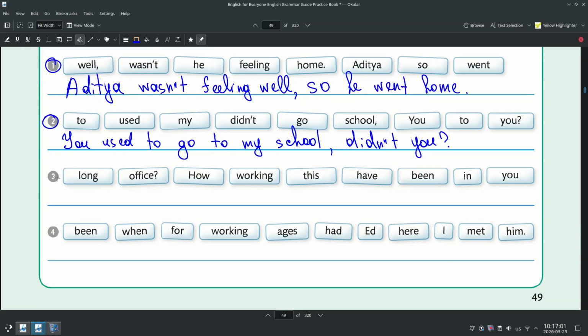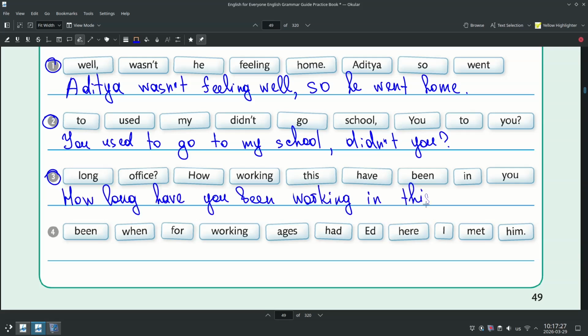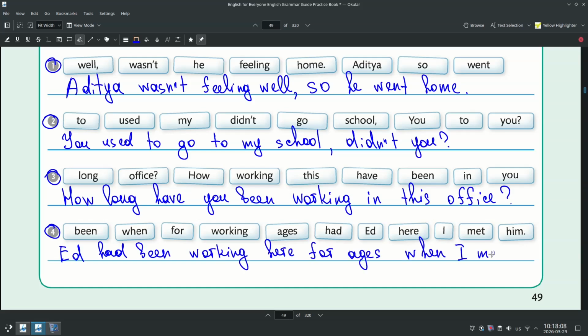Number 3. Long office, how working these have been in you. How long have you been working in this office? Number 4. Been when for working ages had Ed here, I met him. Ed had been working here for ages when I met him.